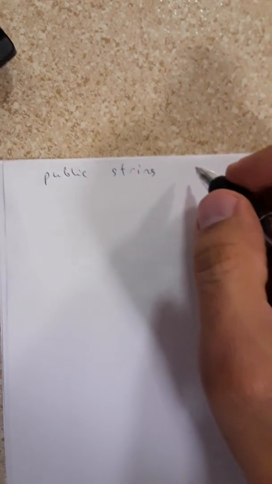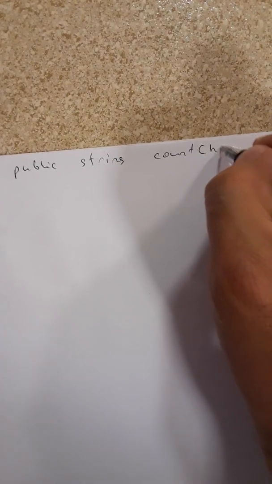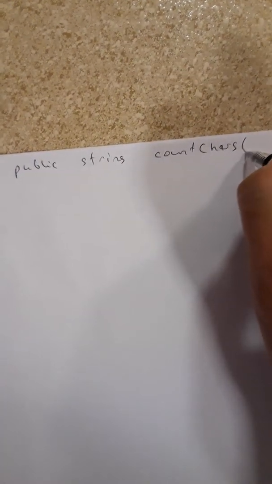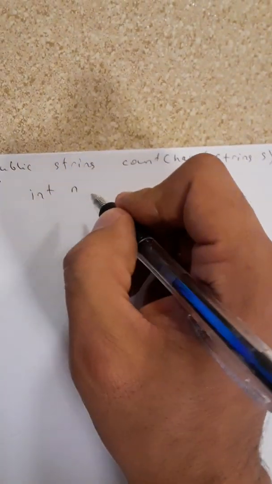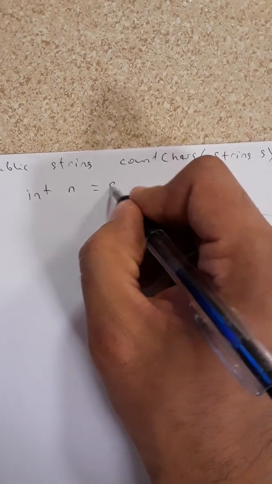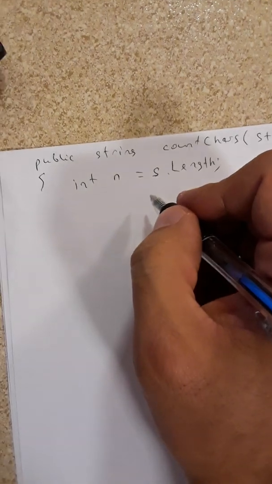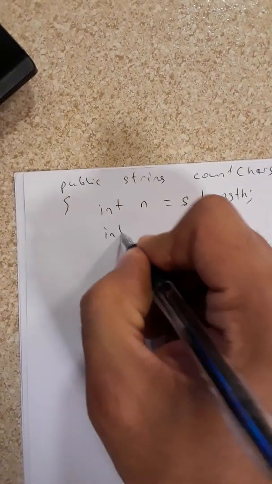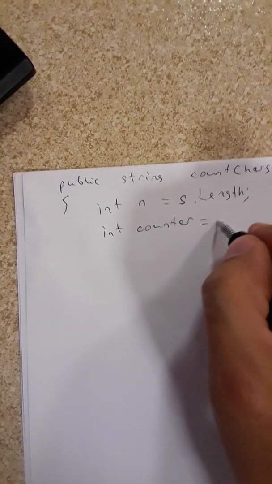So we'll be returning a string. I will call it a counter of characters. So the input will be a string. I will declare the n value, which will be the length of the input string, and also I will declare the counter, and the initial value of the counter will be 0.